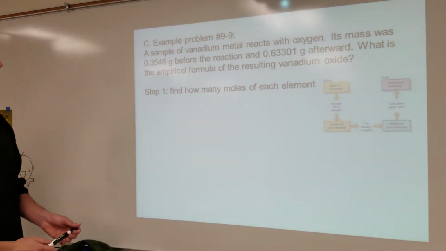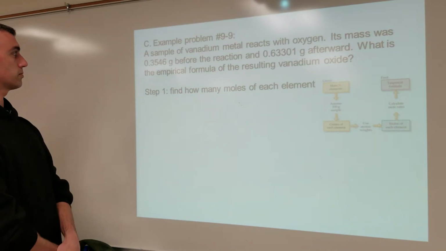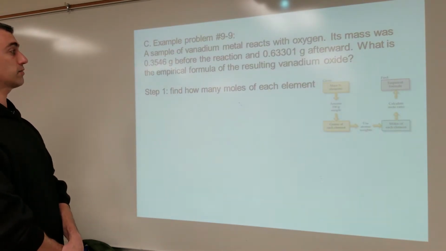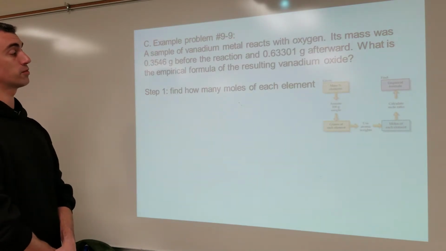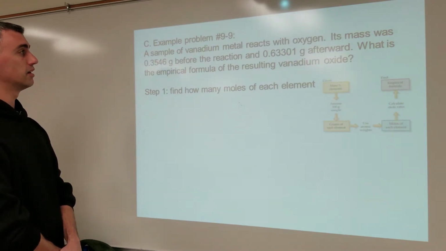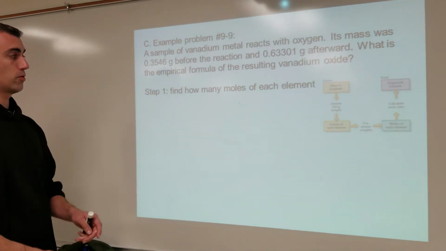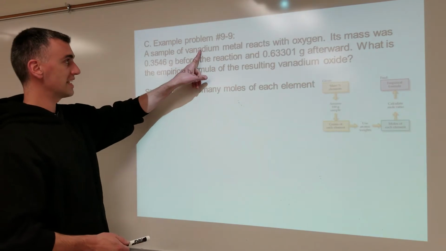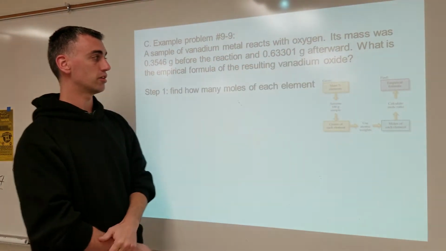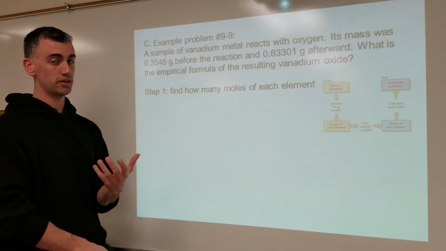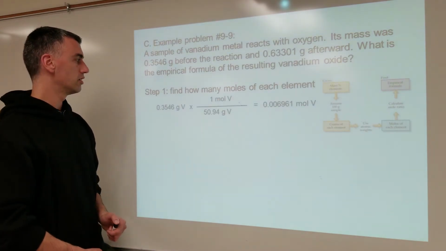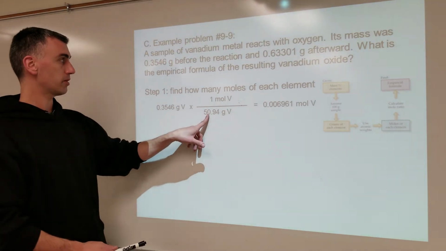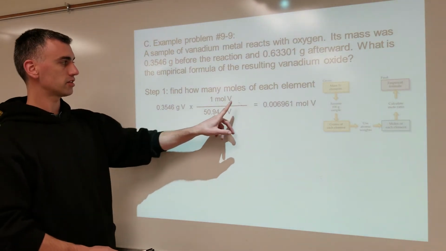So, a sample of vanadium metal reacts with oxygen. Its mass was 0.3546 grams before the reaction and 0.63301 grams afterward. What is the empirical formula of the resulting vanadium oxide? Okay, so in this one, we need a vanadium and oxygen ratio. You're going to have some combination of vanadium and oxygen. So you're going to take the mass of vanadium, find the molar mass on the periodic table, and use it to convert to moles of vanadium.